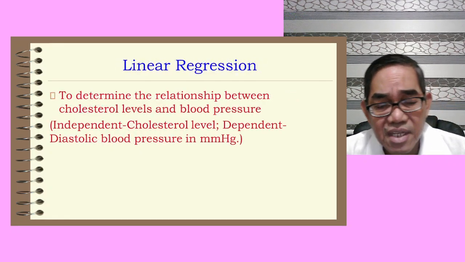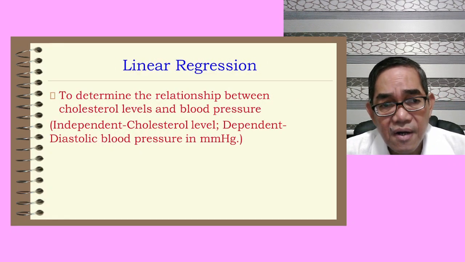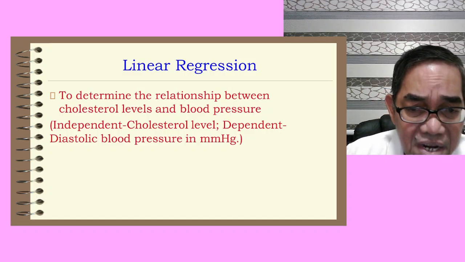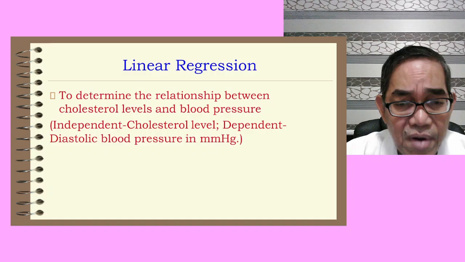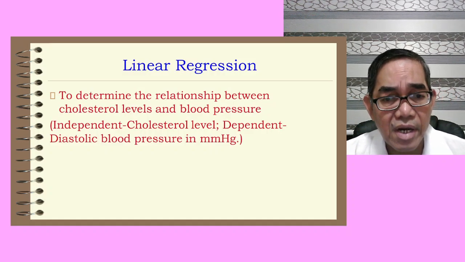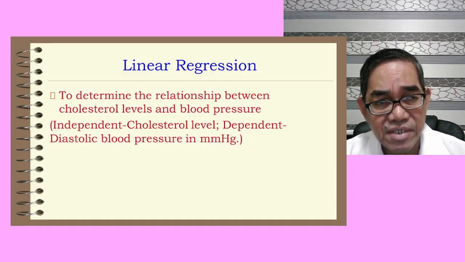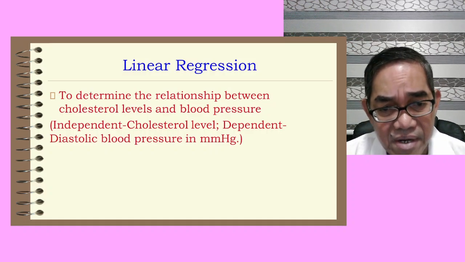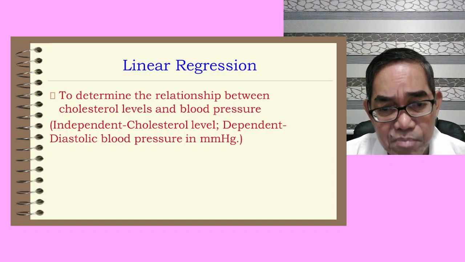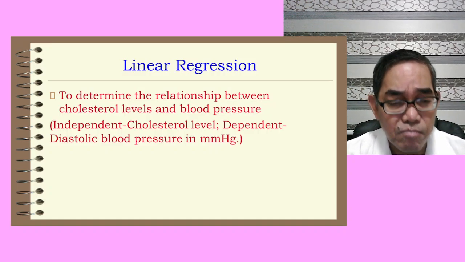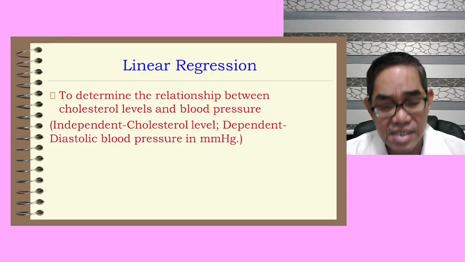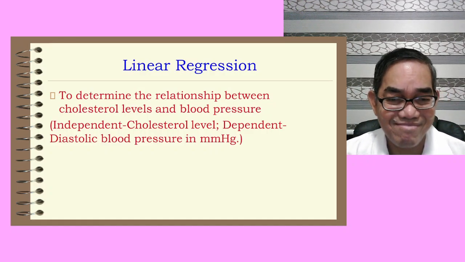Okay, so let's look into an example. This is the objective of the study: to determine the relationship between cholesterol levels and blood pressure. So the independent variable is cholesterol level measured in grams per deciliter, so that's quantitative. And the blood pressure in millimeters of mercury, again quantitative. Both are quantitative, and so the statistical test to use is linear regression.